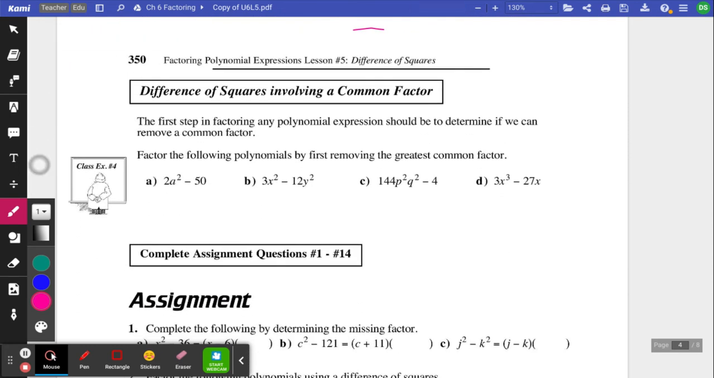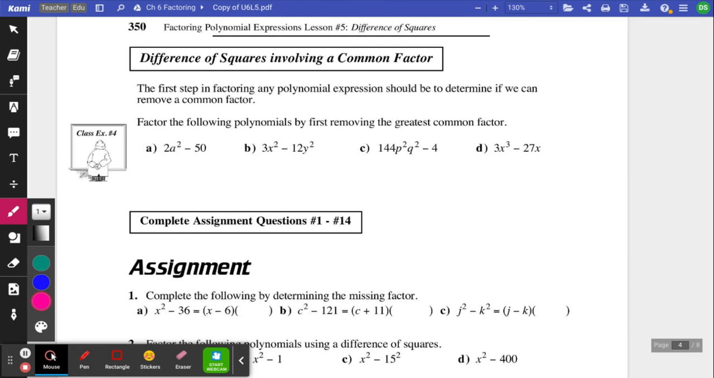Okay, on the next page, on page 350, it says, what if there's a common factor? You should divide it out, remove it, right? So does this look like the difference of two squares? Not really. It's got a minus sign. There's two terms. I see a squared, but there's a problem. 2 is not a perfect square, and neither is 50. But is there a common factor? 2.